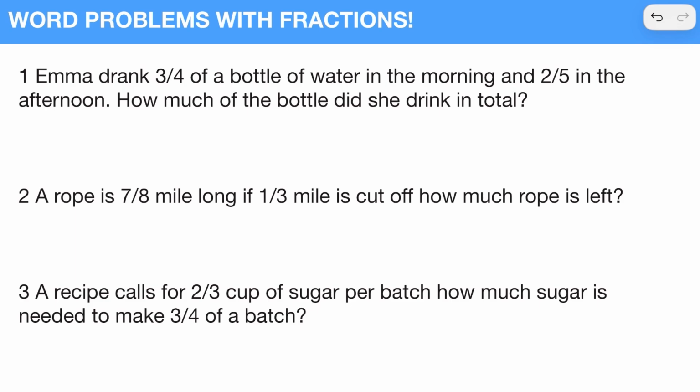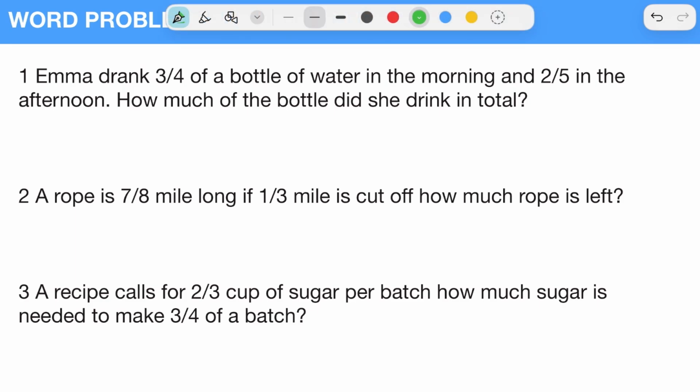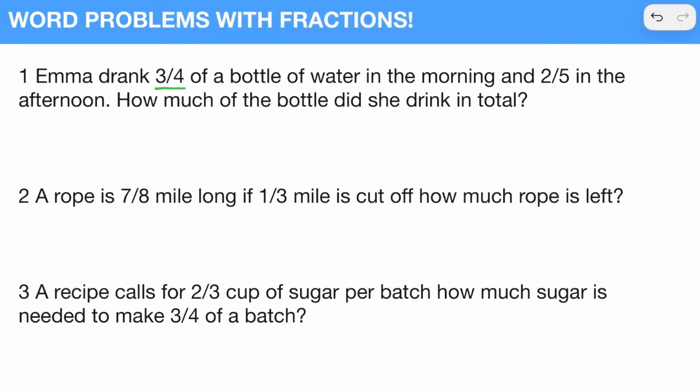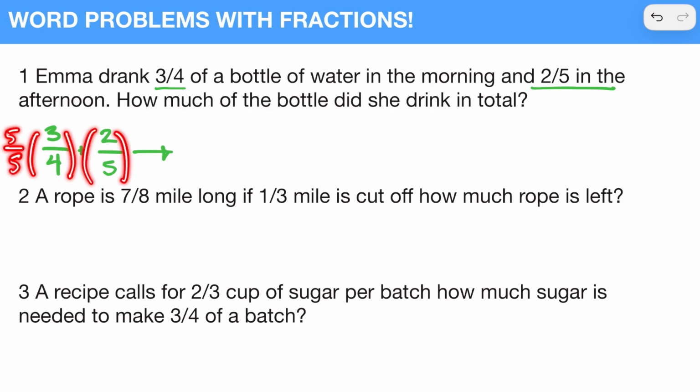This says that Emma drank 3/4 of a bottle of water in the morning and then 2/5 in the afternoon. How much of the bottle did she drink in total? Sounds like what we're going to do is we're going to take 3/4 and then add it to 2/5. In order to do this, though, we need a common denominator. And 4 and 5, the least common multiple is 20. So to get to 20 from 4, we're going to multiply by 5/5. And then to get to 20 from 5, it's going to be 4/4.